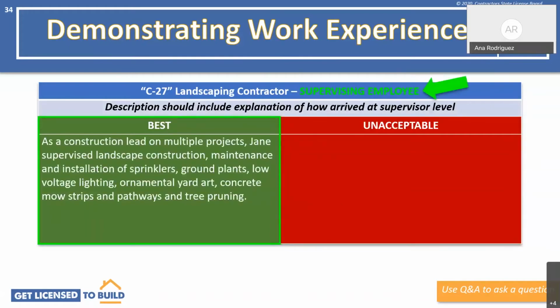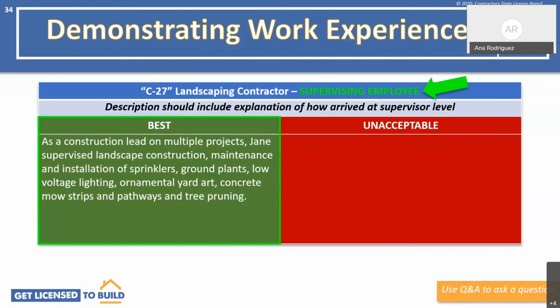For C27 supervising employee, the description should include an explanation of how you arrived at the supervisor level. The best description would be, as a construction lead on multiple projects, applicant supervised landscape construction, maintenance and installation of sprinklers, ground plants, low voltage lighting, ornamental yard art, concrete mow strips, and pathways and tree pruning.